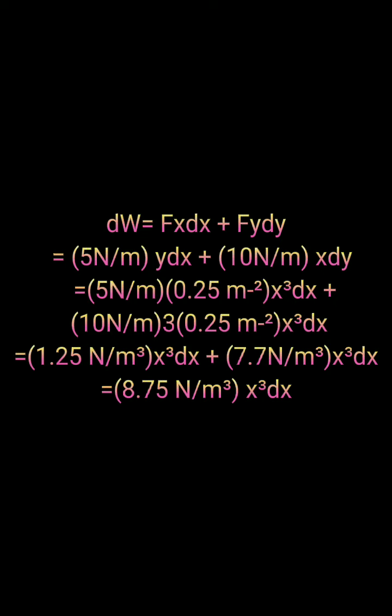Multiply the given numbers for F_y dy: 10 N/m times 3 times 0.25 m^-2 x² dx is equal to 7.5 N/m³ x² dx. And after that, we add F_x dx plus F_y dy, and the answer is 8.75 N/m³ x³ dx.